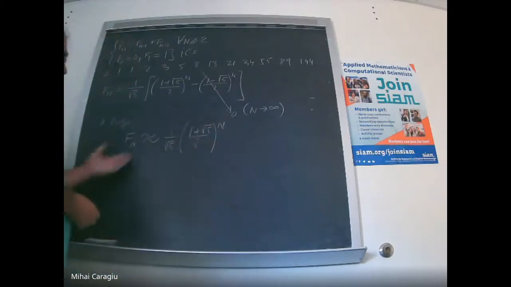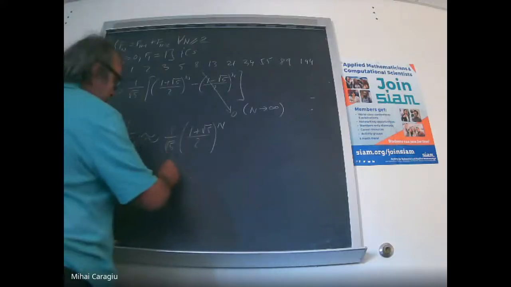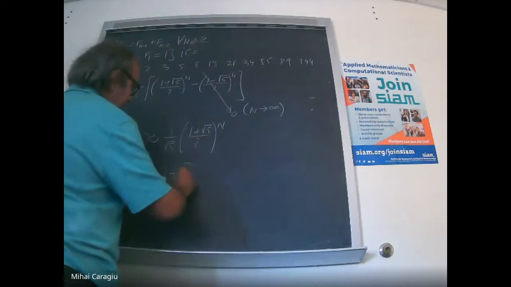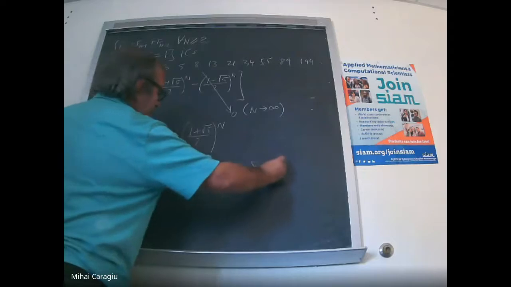And this is basically an exponential growth. And this number, (1 plus square root of 5) over 2, equals the golden section, or golden ratio.